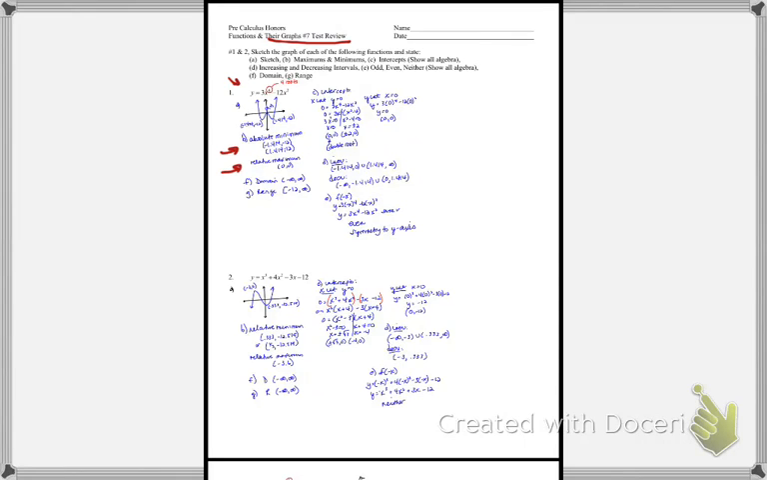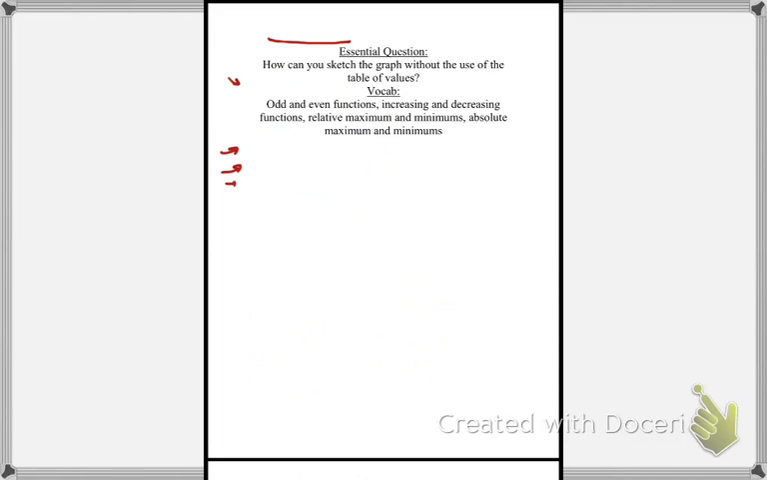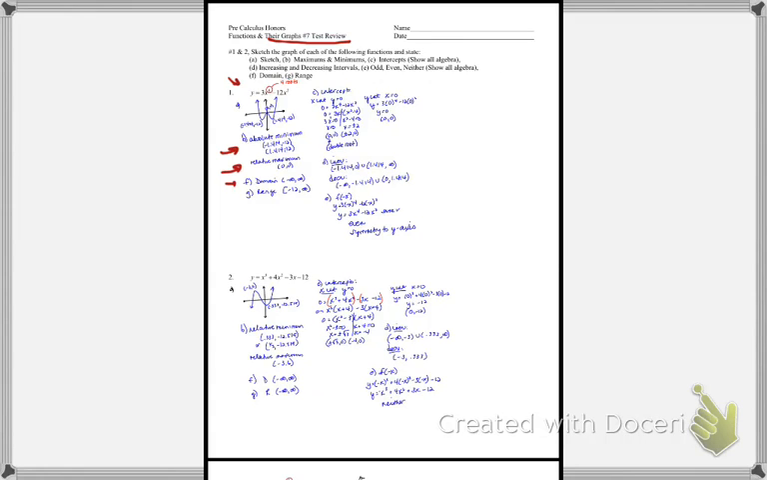In this case, your domain is all real numbers, and your range will go from the y of your minimum there, where the negative 12 is. Where your negative 12 is, that's where your range goes from.